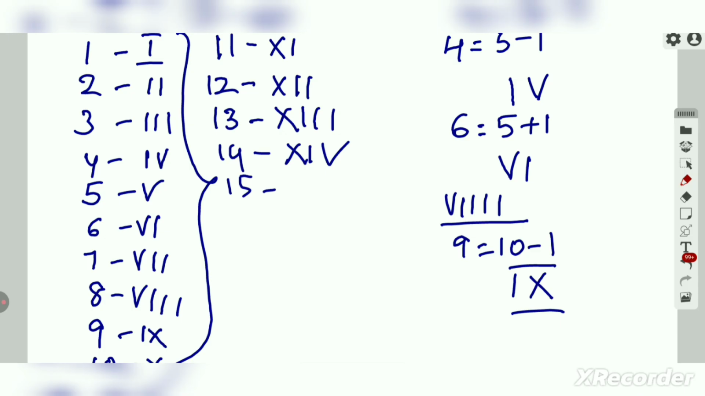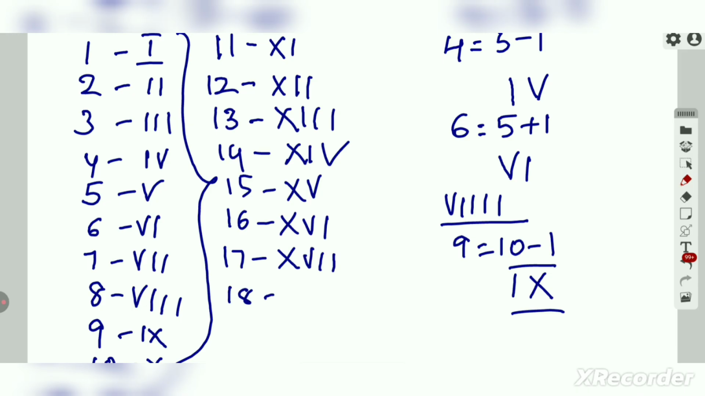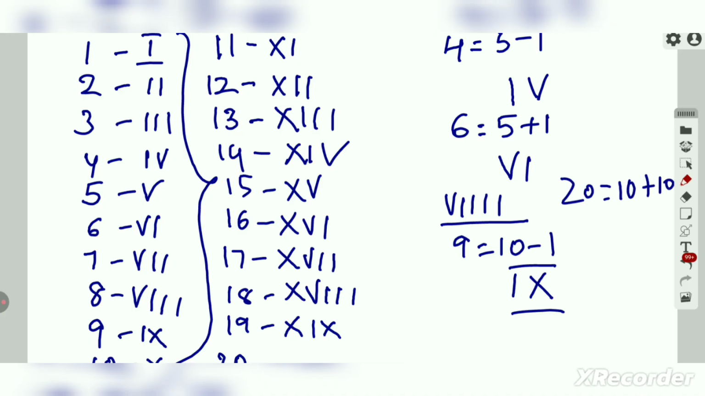15 is XV. 16 is XVI. 17 is XVII. 18 is XVIII. 19 is XIX. And 20 is nothing but 10 plus 10. So it is XX. Clear?